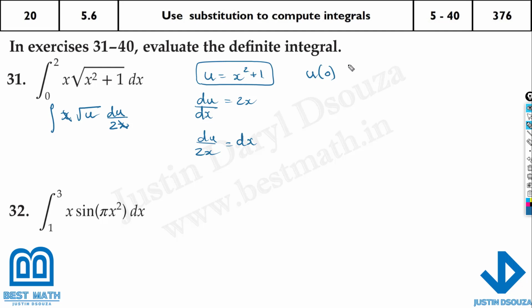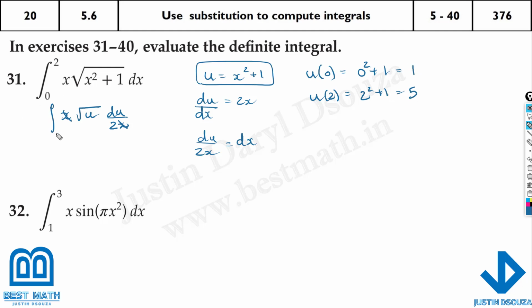Basically, it was 0 if it was x, right? So we just put over here, wherever that u substitution, we have assumed the u value. Over there, put the x value as 0 because the initial value of 0 was supposed to be for x. So it will be 0 squared plus 1, that is equal to 1. What about u of 2? That is the upper limit. That will be 2 squared plus 1, that is 5.